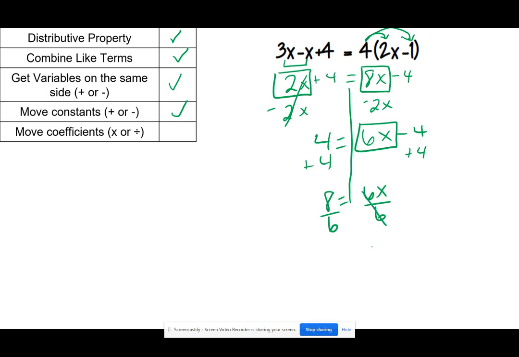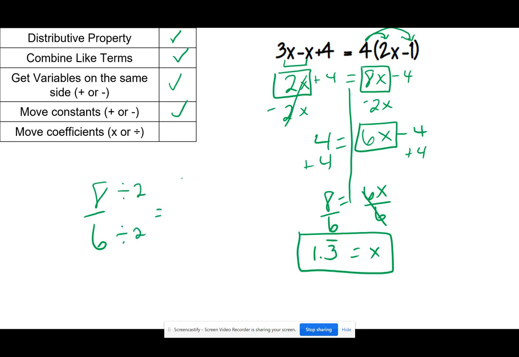Okay, so I can simplify 8 over 6. Now, if I do 8 divided by 6 in my calculator, I'm going to get a decimal. I end up getting 1.3 repeating. So you can either say 1.3 repeating with a repeating bar, or you could also simplify 8 over 6. So if I have 8 over 6, and I say to myself, what can I divide both of those numbers by? The biggest number I could divide them both by is 2.